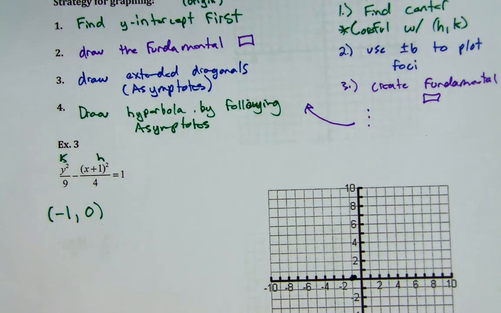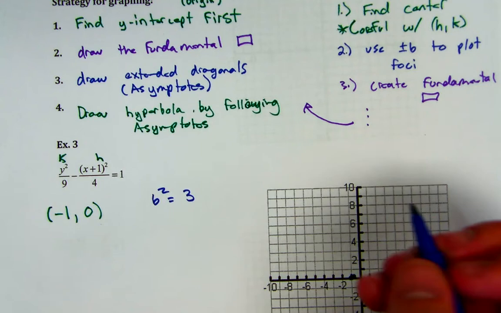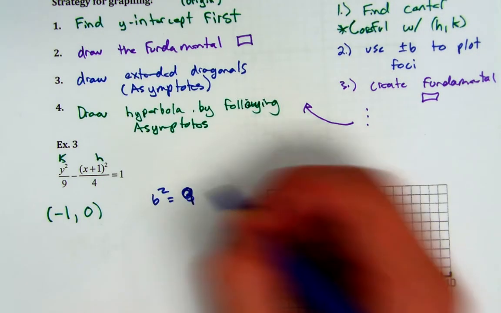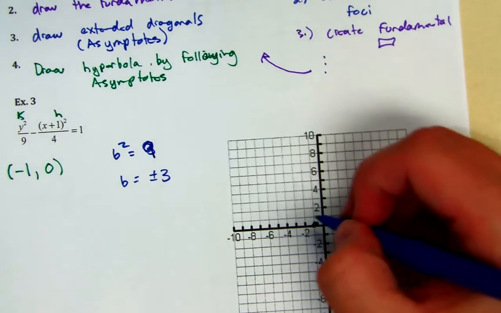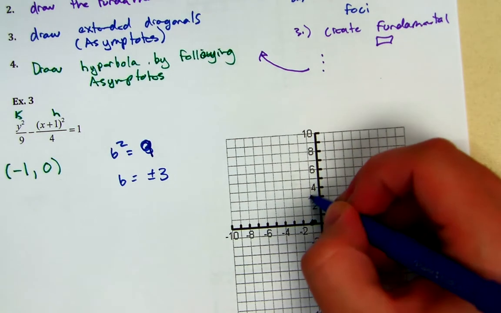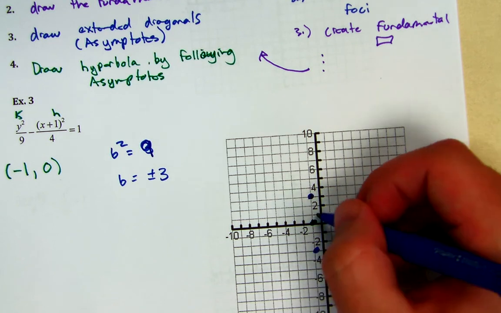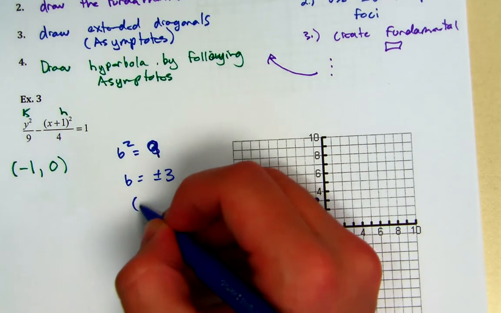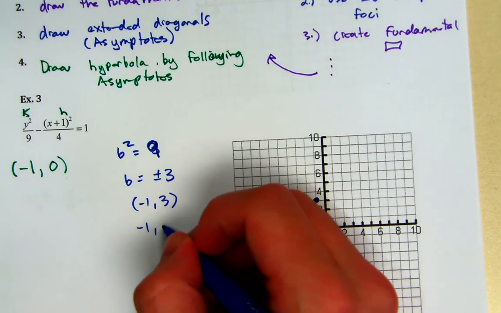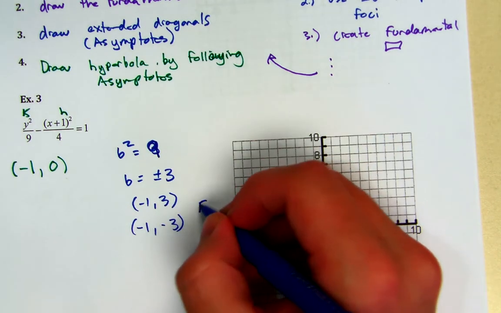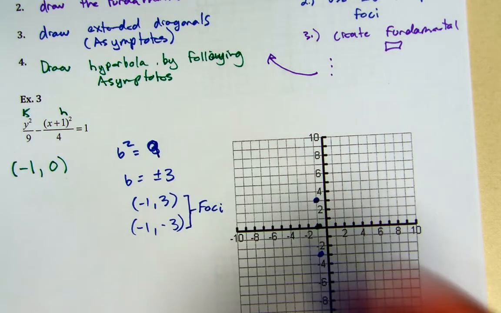We need to find b first. So use plus or minus b. b squared equals 3. Oh, I'm thinking ahead. b squared equals 9. So b equals plus or minus 3. So plot the focus. 1, 2, 3. That's an actual point. And down 3. Actual point. So that's negative 1, 3. And negative 1, negative 3. So those are your foci.